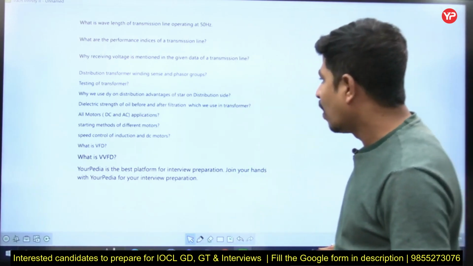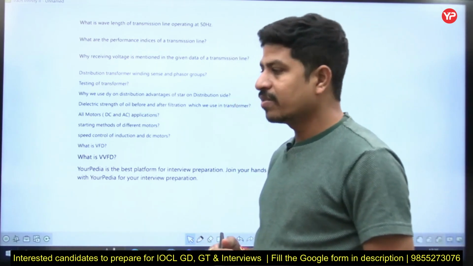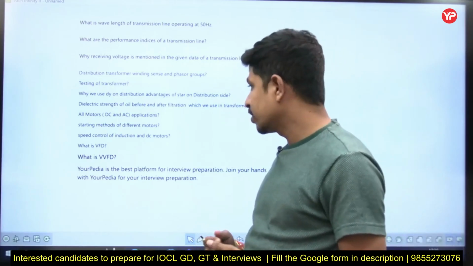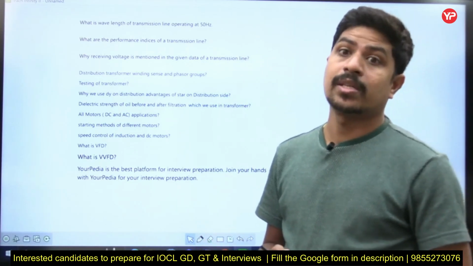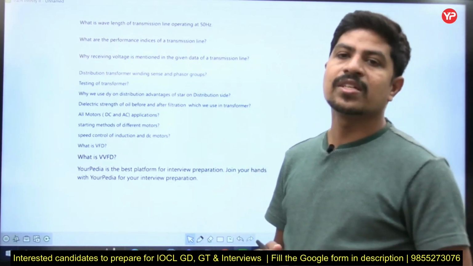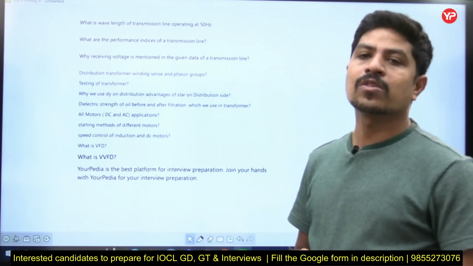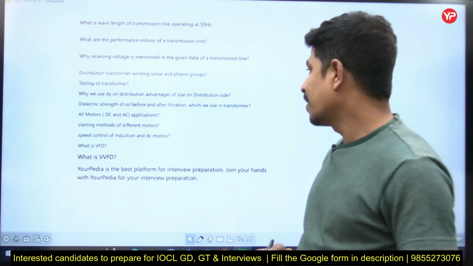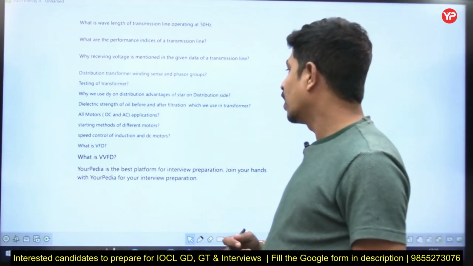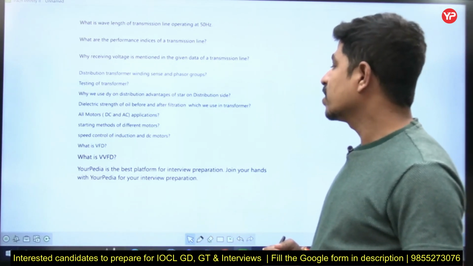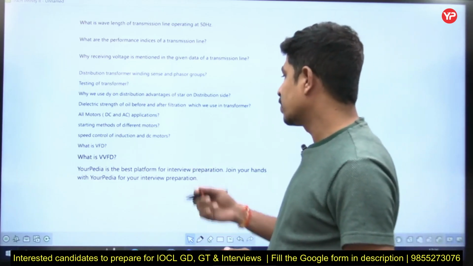Next, all motors, DC and AC motors applications, various applications of DC and AC motors. Starting methods of different motors. Some motors require starting methods. Suppose a three-phase synchronous motor is not a self-starting motor, so there are some methods. Next, speed control of induction and DC motors. What is VFD? Variable frequency drive. What is VVVF? Variable voltage, variable frequency drive.